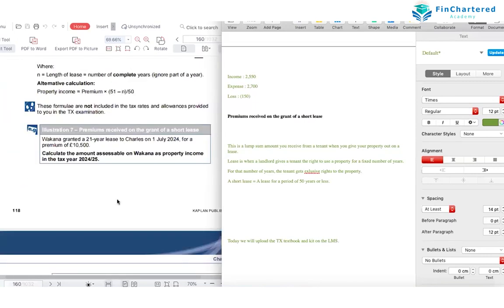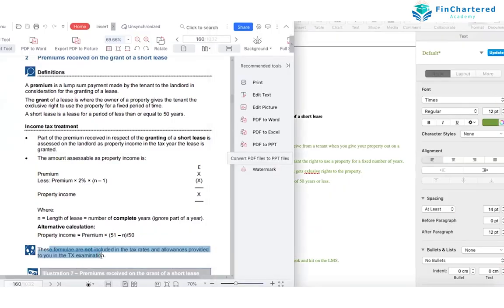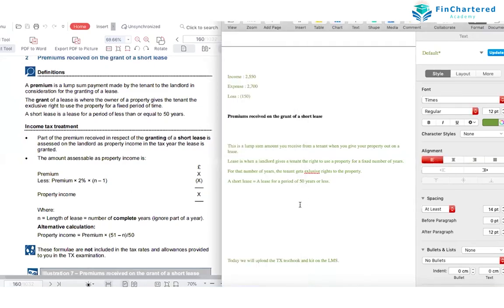Now we have to calculate the lease premium. How will I calculate the lease premium is what we have to look at. Again, there are two formulas. Both formulas can be used. Remember, these formulas are not included in the tax rates and allowances provided to you in the tax exam, so you'll have to remember them. What are the two formulas is what we will look at over here.